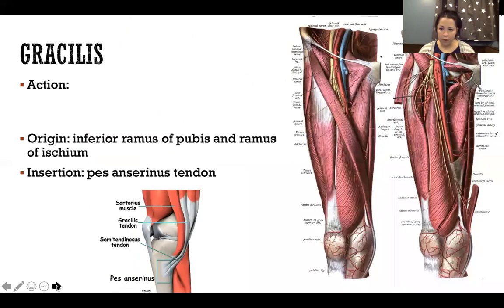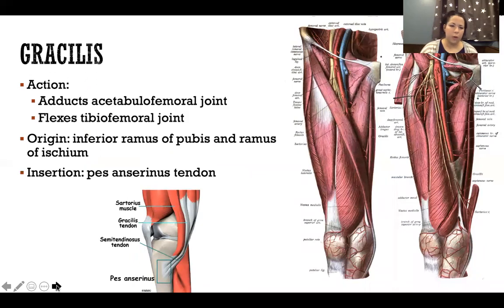Okay, and then here's our 4th hip adductor. This is one of the ones that does not have the word adductor in the name, but it's still an adductor. Its primary action is adduction with a slight bit of flexion of the tibiofemoral joint. It's very, very slight compared to our other strong tibiofemoral flexors. This is the only hip adductor that crosses the knee. So we have 5 hip adductor muscles. Gracilis is the only one that crosses the knee.